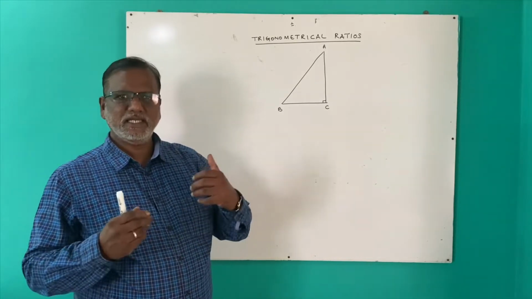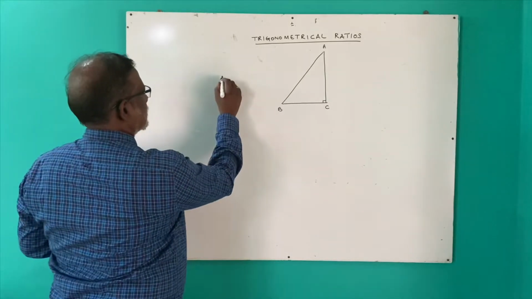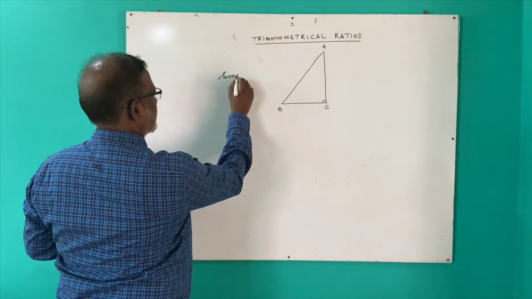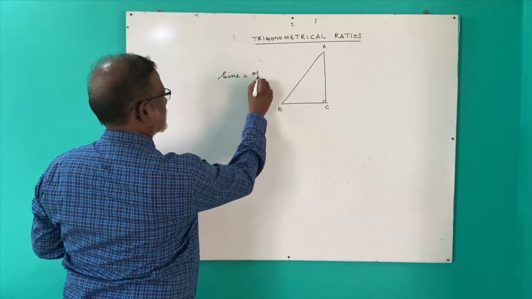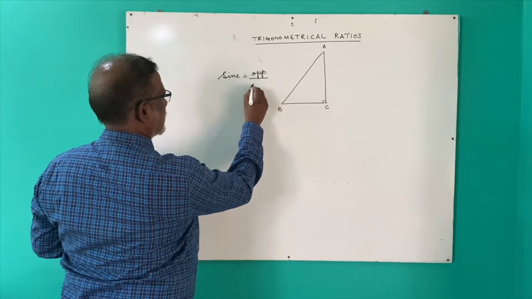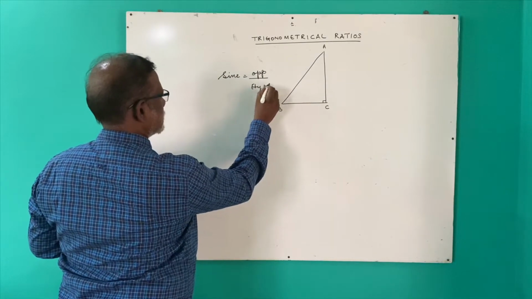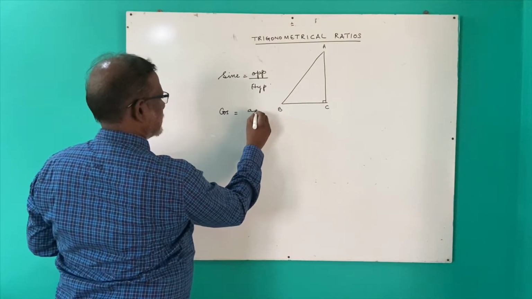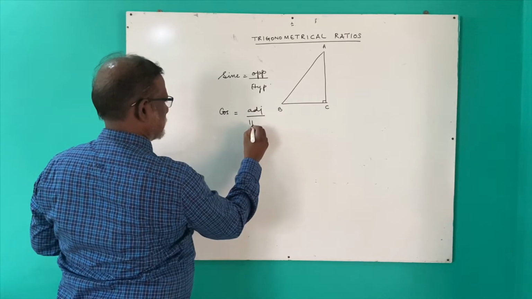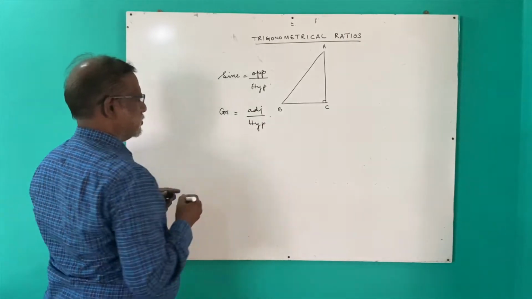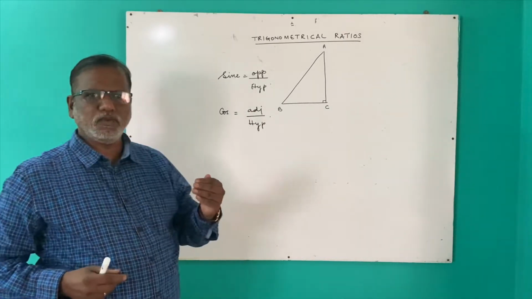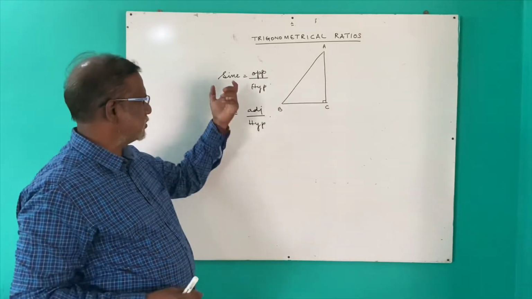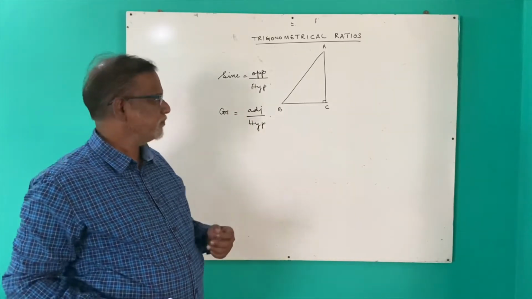that. Let us see. The first trigonometrical ratio is sine, which is nothing but the opposite by hypotenuse. The second is the cos or cosine. It is adjacent by hypotenuse. So whenever you would like to learn, first learn these two ratios properly.